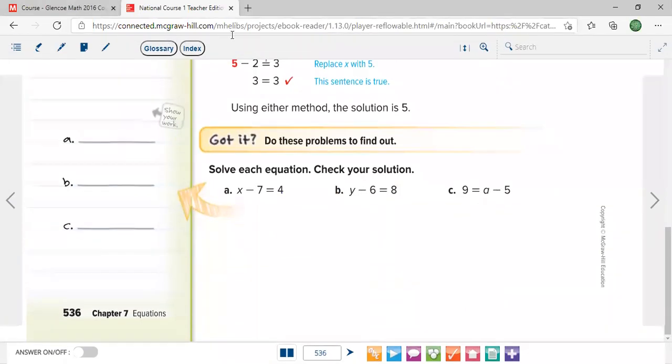Here in problem A, x minus 7 equals 4. Of course, many students can solve this problem mentally and they can say that x equals 11. But to use the method of this lesson, we have to add 7 to the left-hand side, add 7 to the right-hand side. Then, of course, addition will cancel subtraction. So x equals 11.